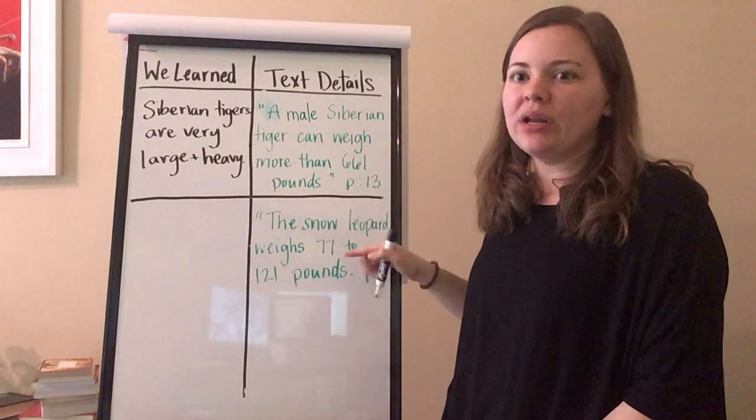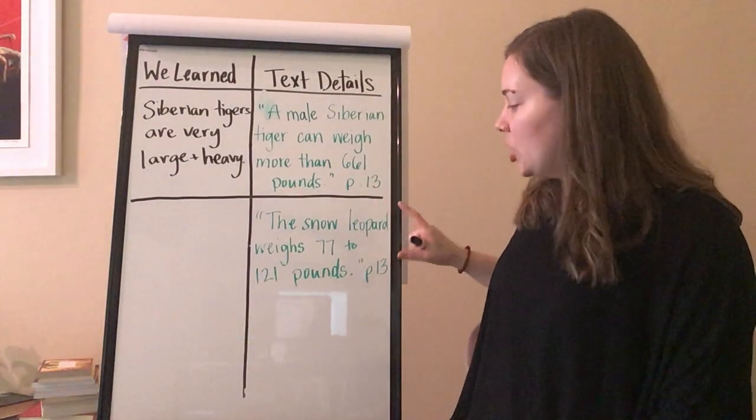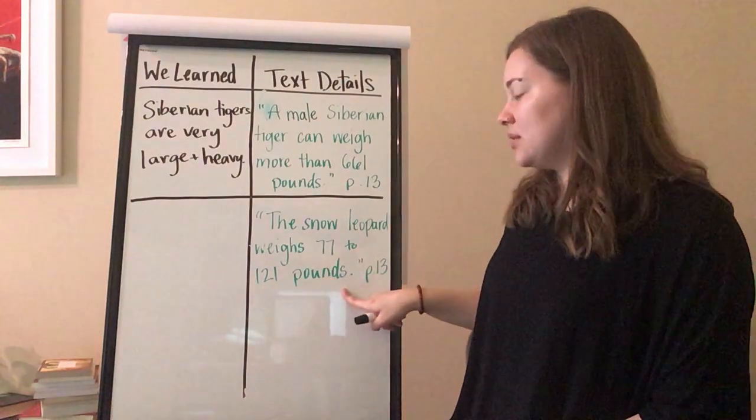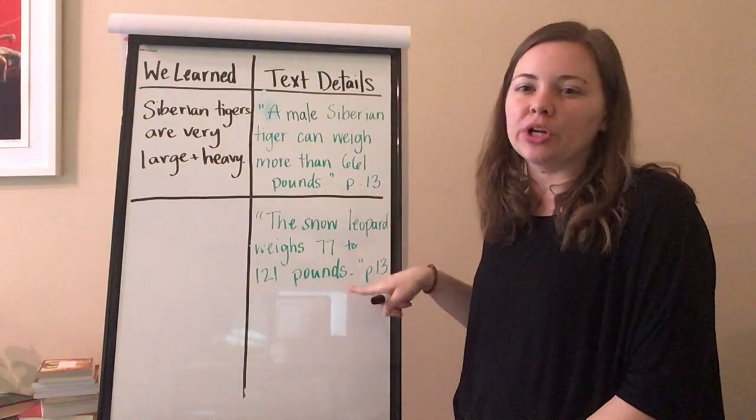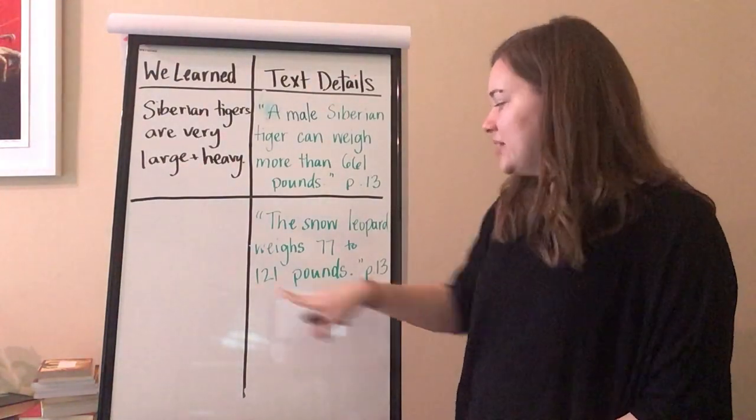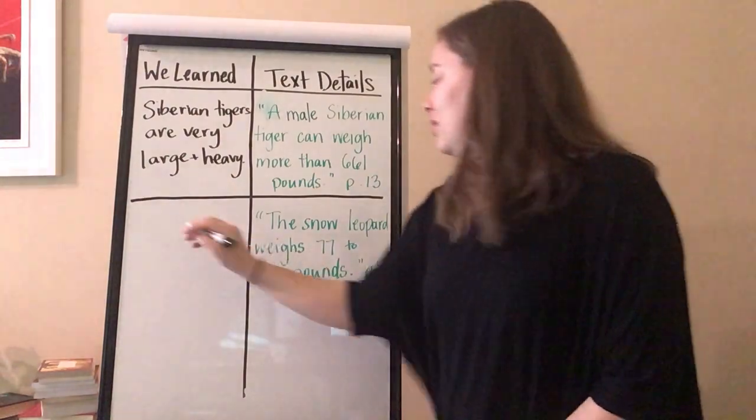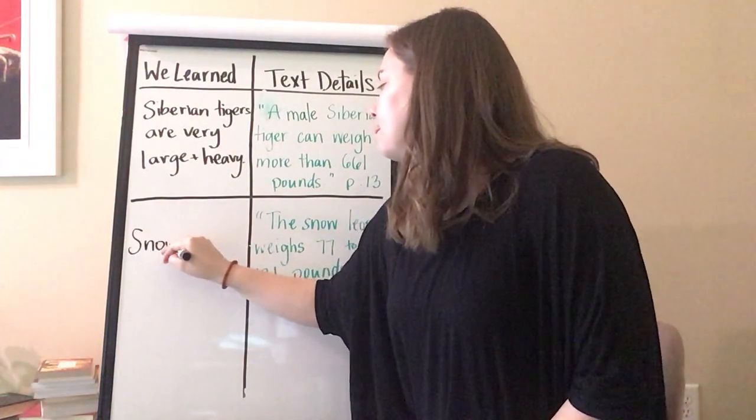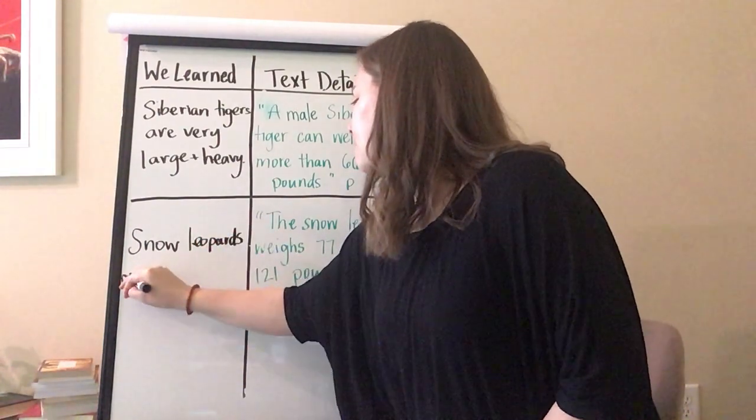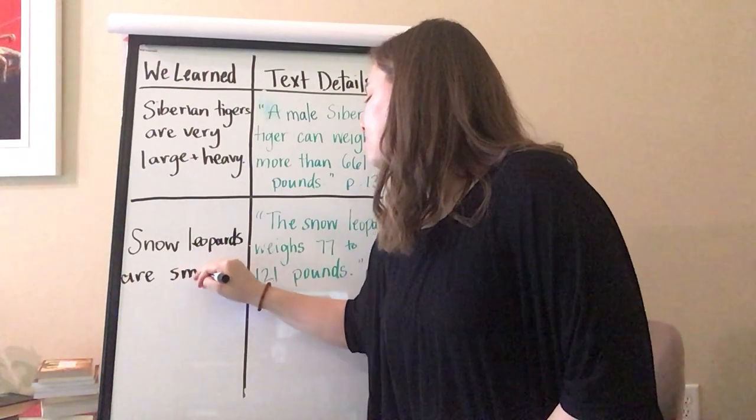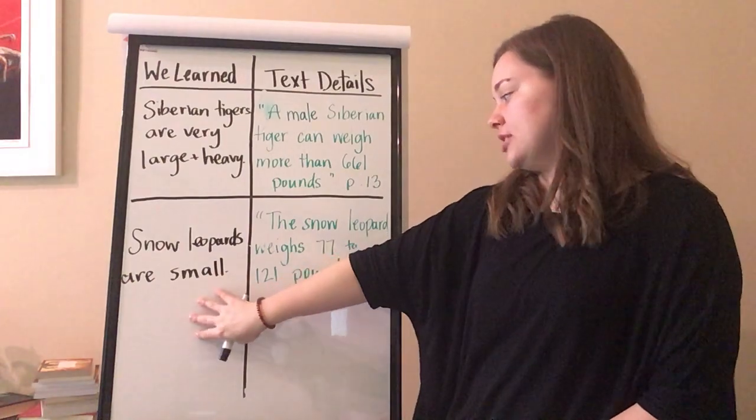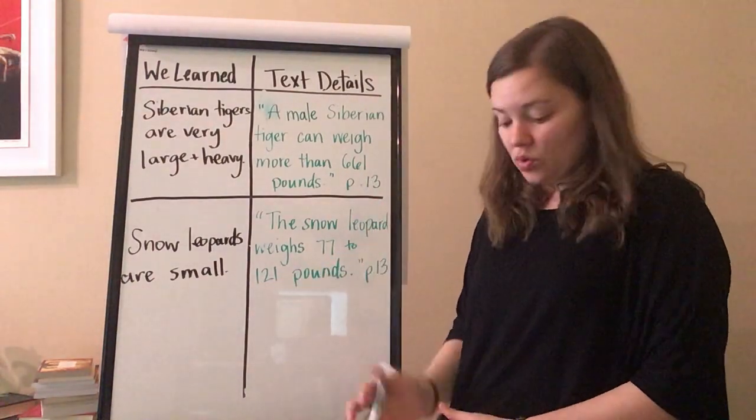Now, I want you to help me. What did we learn from this piece of text evidence here? It said the snow leopard weighs 77 to 121 pounds. Thinking about that, what did you learn from this piece of text evidence? Yeah, we learned that snow leopards are small. They don't weigh very much. That's what we were able to learn and draw conclusions about from just these two sentences.